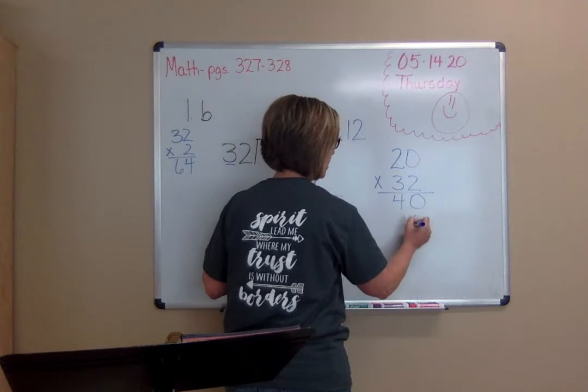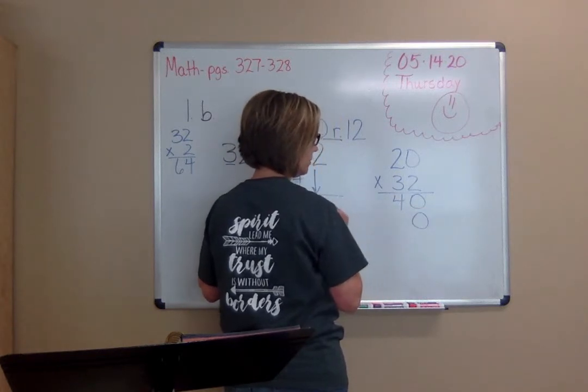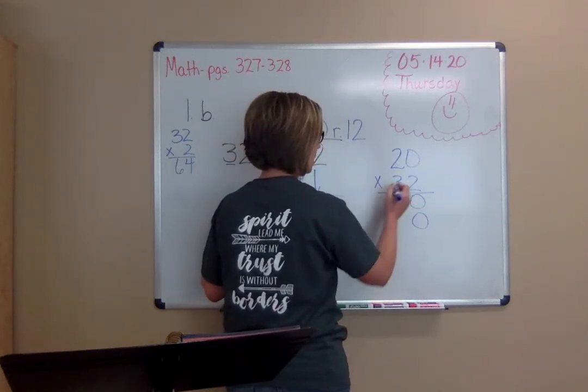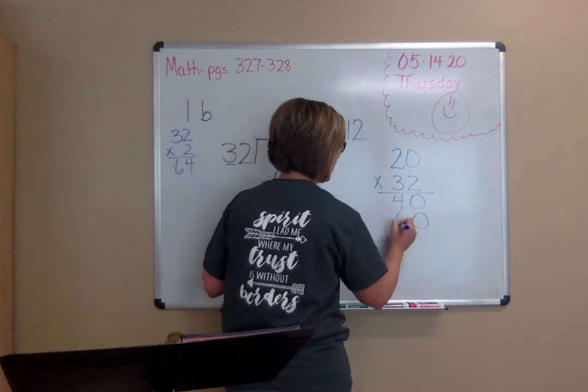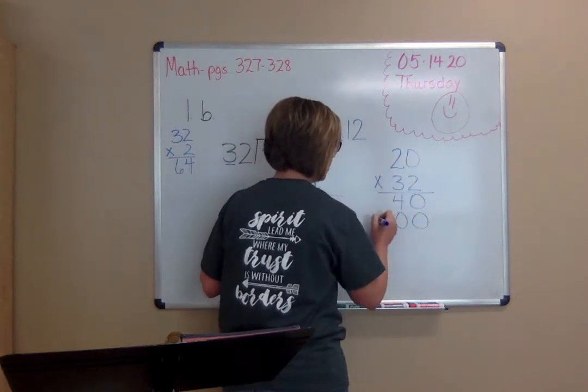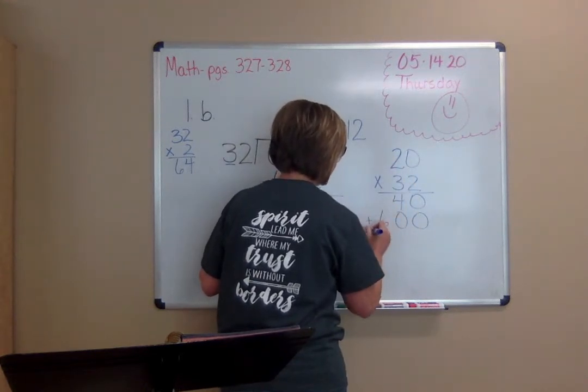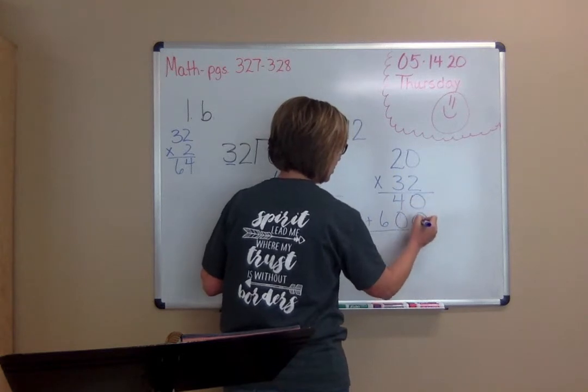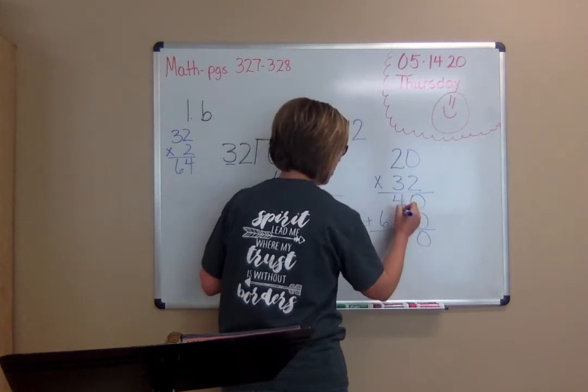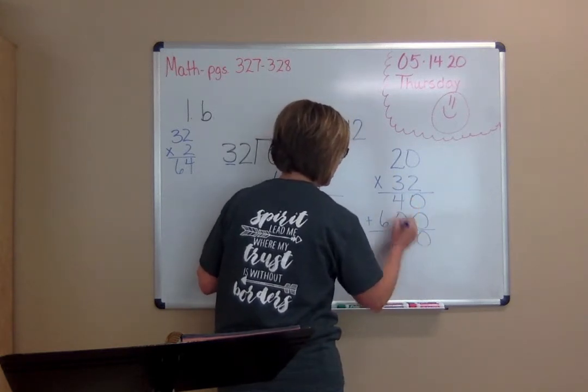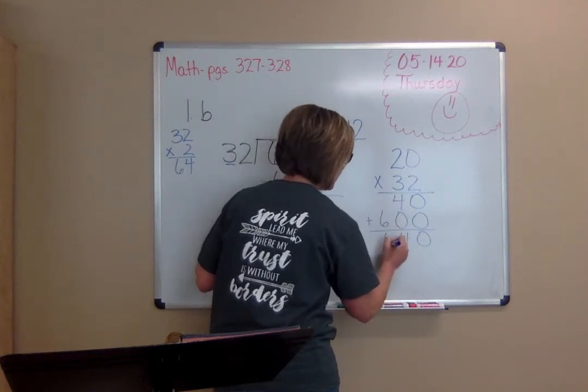We put a 0 in here for the placeholder. 3 times 0 equals 0. 3 times 2 equals 6. And then we add. 0 plus 0 equals 0. 4 plus 0 equals 4. 0 plus 6 equals 6.